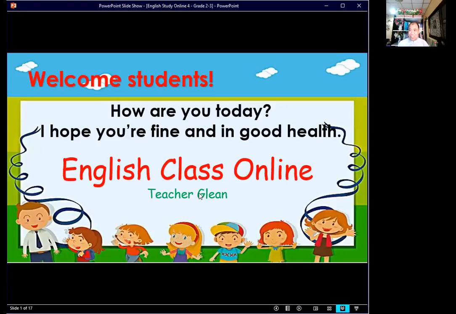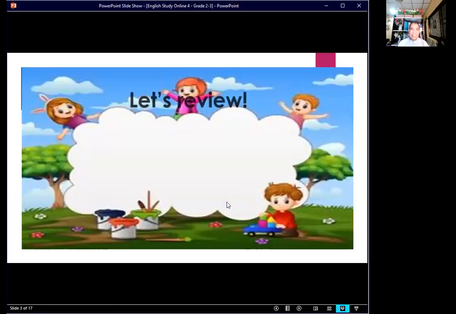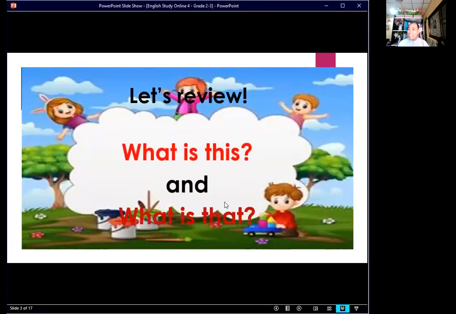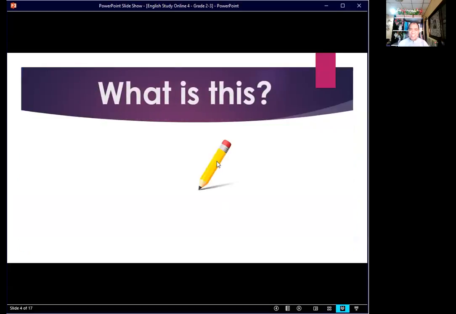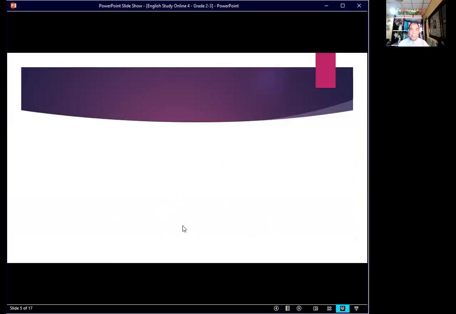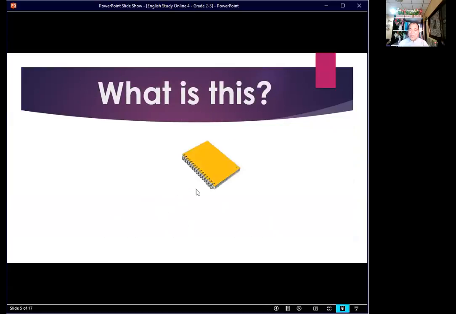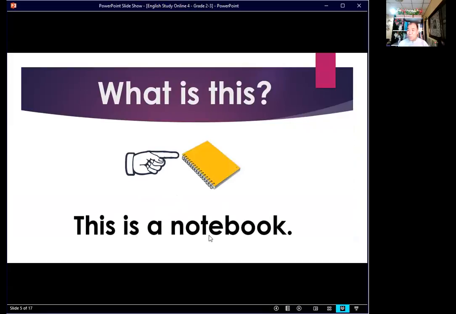I'm your teacher Glean. Last week, we learned about how we answer the questions, what is this and what is that? Let's review. What is this and what is that? What is this? This is a pencil. What is this? This is a notebook.